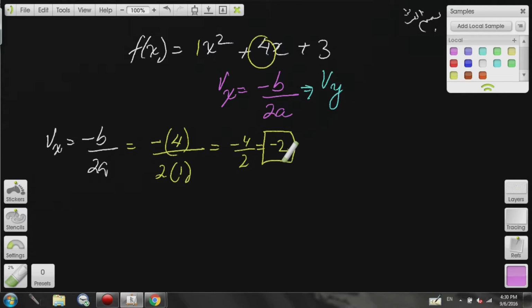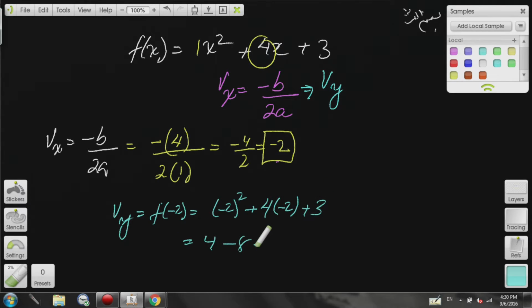So now that I have the vx, I can substitute the vx over here and find the corresponding vy. So vy is going to be f of negative 2, which is negative 2 squared plus 4 times negative 2 plus 3. So that's 4 minus 8 plus 3. So that's negative 4 plus 3, which is negative 1. So now I have the vertex. The vertex is negative 2, negative 1. All right, so here you go.